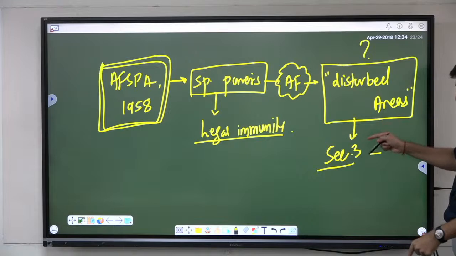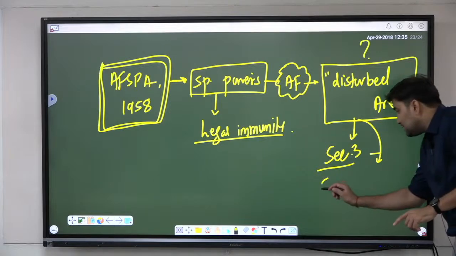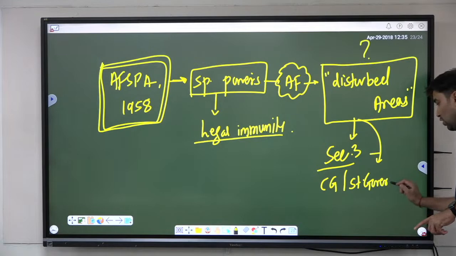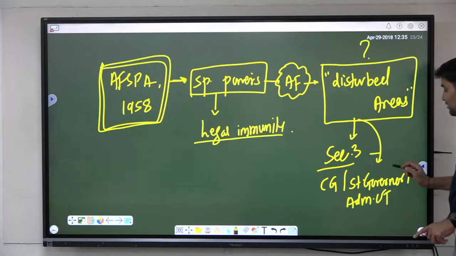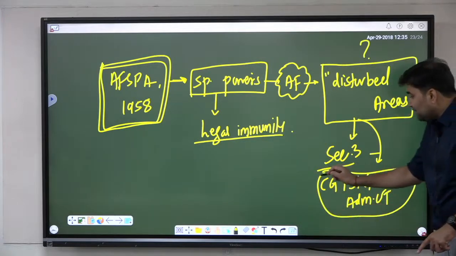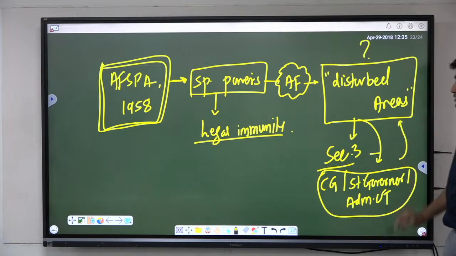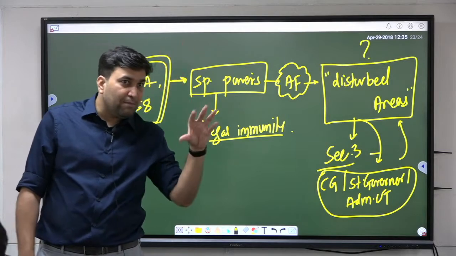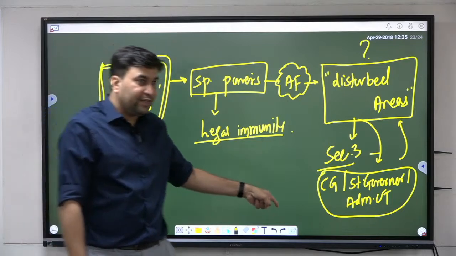In this context, as per Section 3, any area where there is a lack of peace, coexistence, law and order, and if it is deemed so that it is disturbed, then the central government or the state governor or the administrator of a union territory can declare the respective state or a particular part of the state as a disturbed area. Meaning the whole of Karnataka, or only North Karnataka, or Bengaluru district, who will declare this? The governor will, for example, and the central government, and the administrator of the union territory if it is a UT.